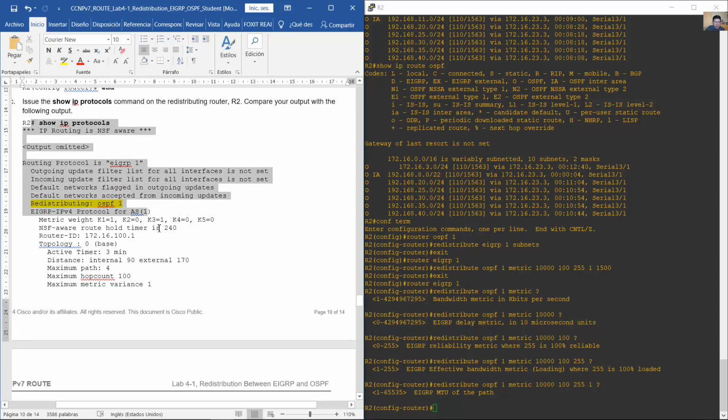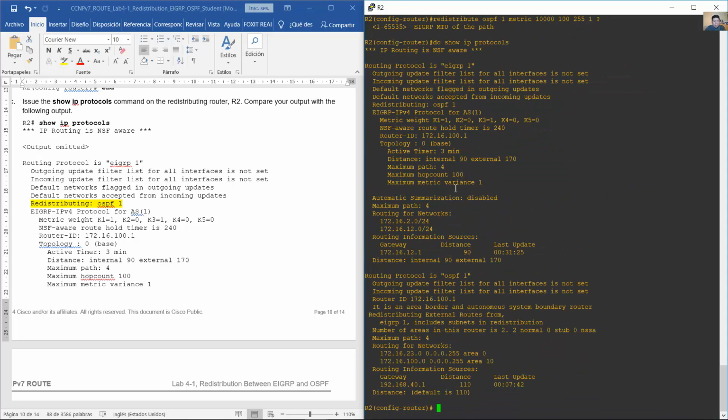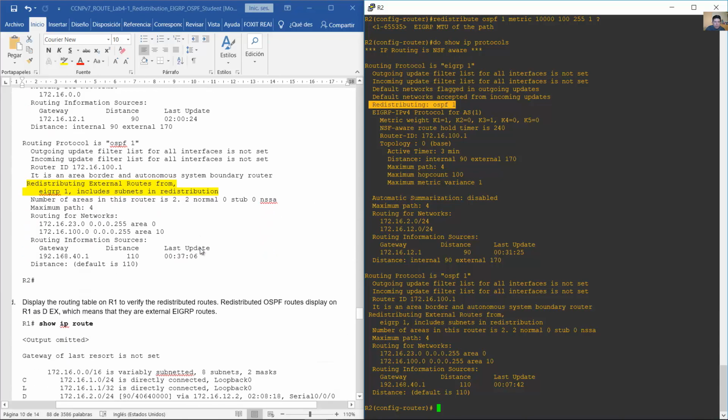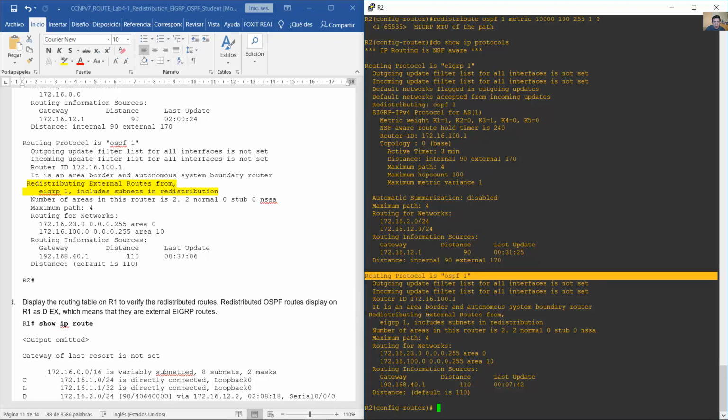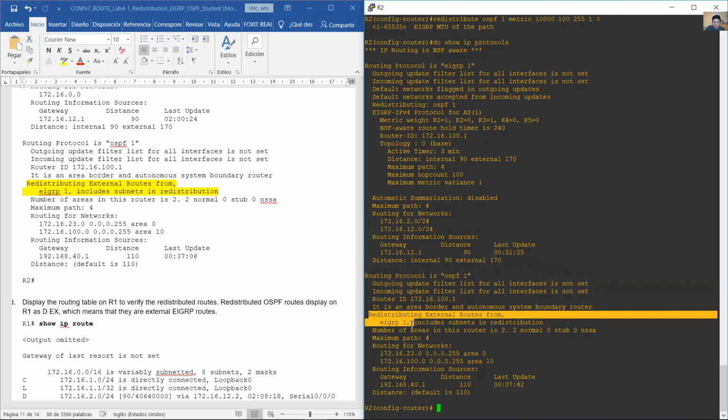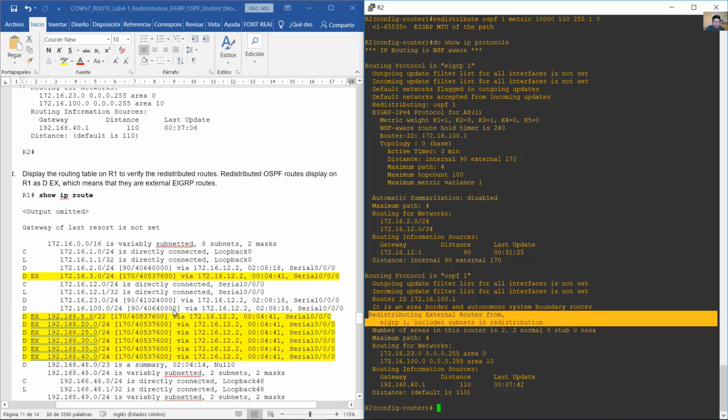On R2, verify with show IP protocols. Okay, routing protocol EIGRP 1, and you are redistributing OSPF 1. And now you have routing protocol OSPF process ID 1, and you are redistributing external routes from EIGRP autonomous system 1. Include subnets in the redistribution.